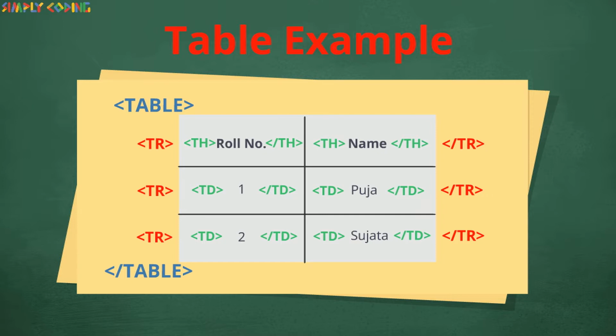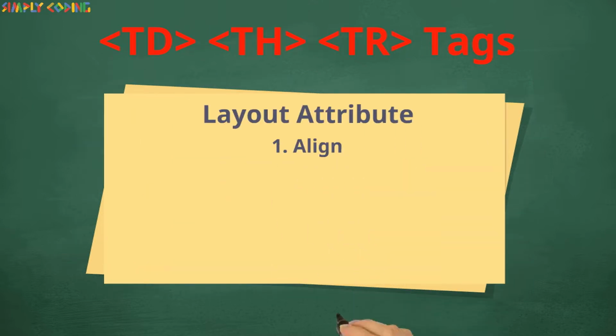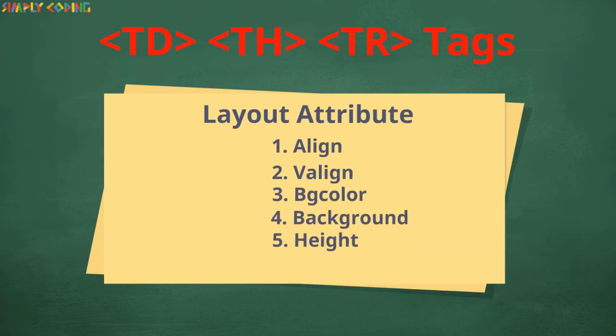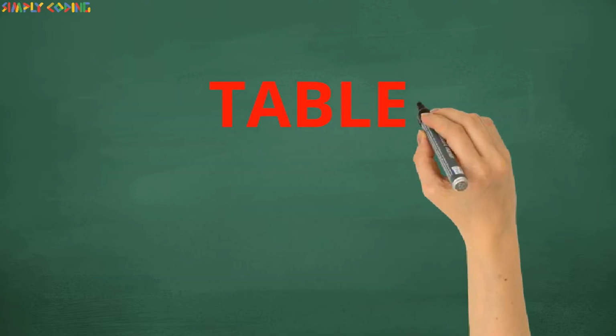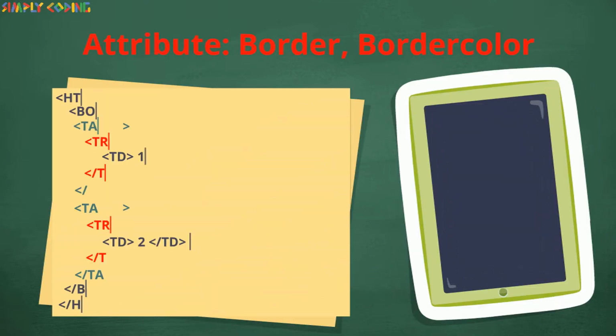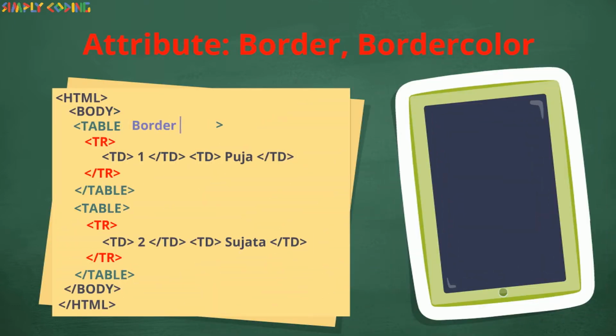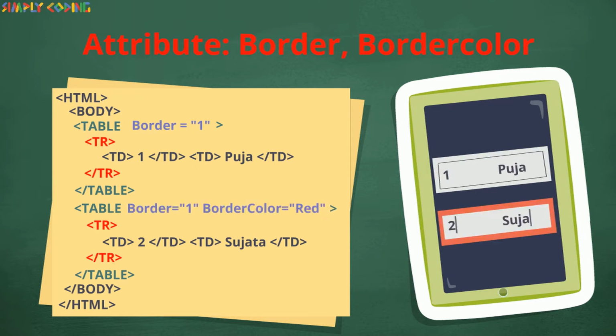We will learn about HTML attributes shortly to format the table. These three tags have multiple layout attributes, all of which are not part of HTML5 and are recommended to be handled in CSS. Let's look at the attributes of the table tag first. The border attribute tells the browser the width of the border in pixels. Border equal to 0 removes the border itself. Bordercolor is used to specify the table border color.